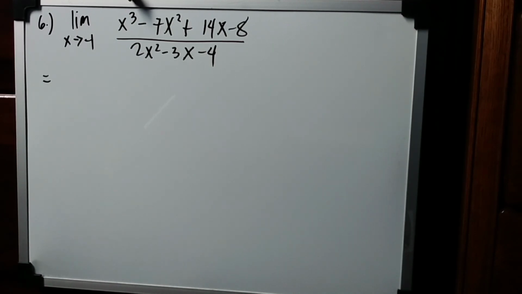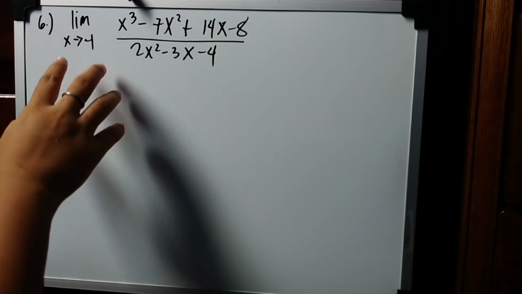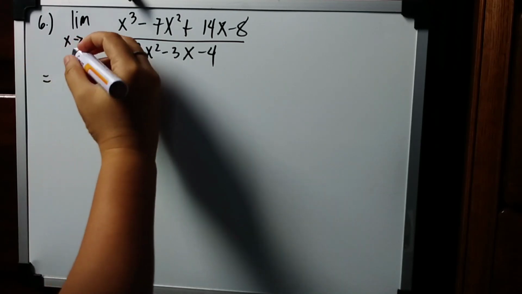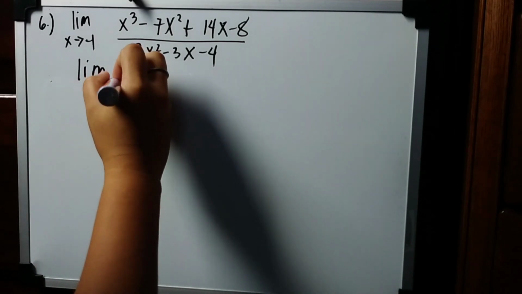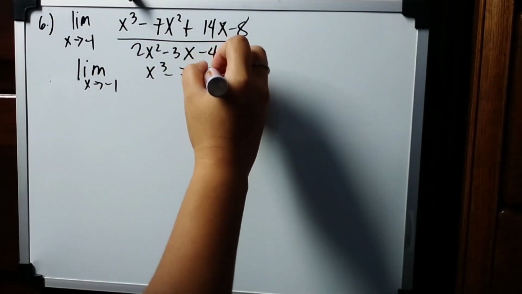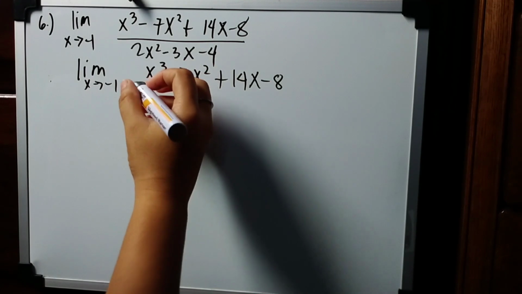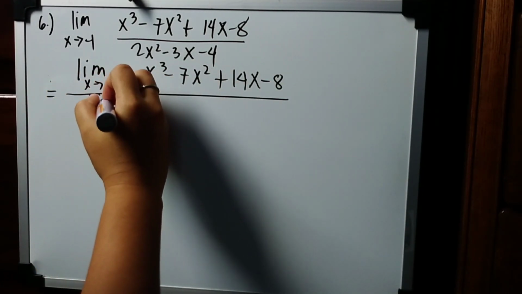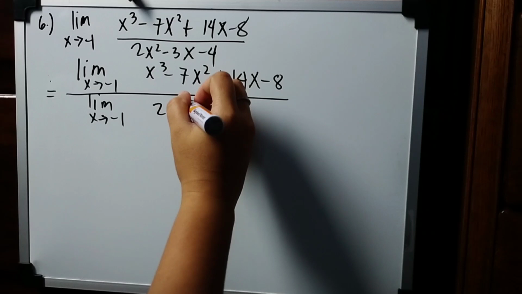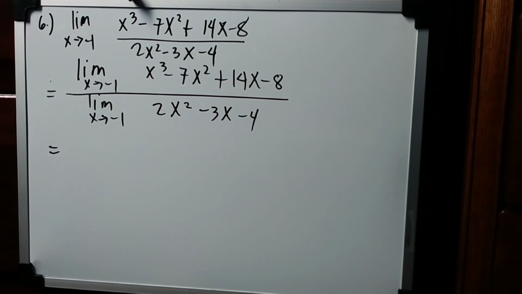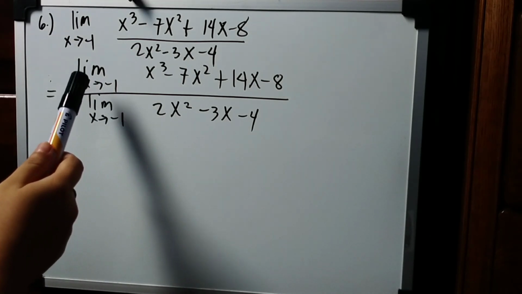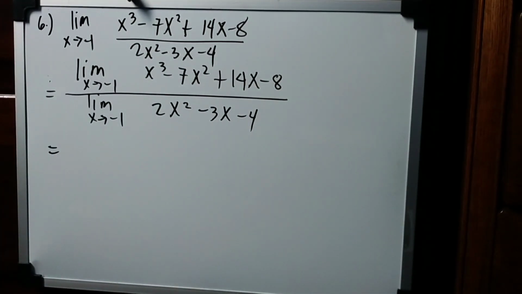So our sixth example, we have here the limit of x cubed minus 7x squared plus 14x minus 8 all over 2x squared minus 3x minus 4, which our limit approaches negative 1. So here's our solution. And then we are going to substitute the value of x as x approaches negative 1 to the function.